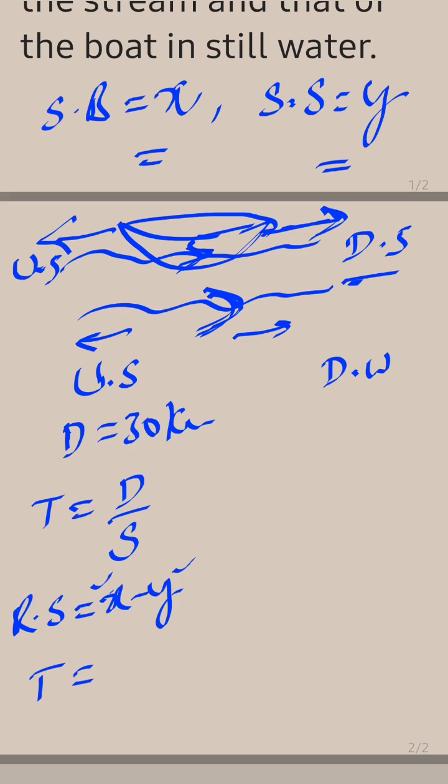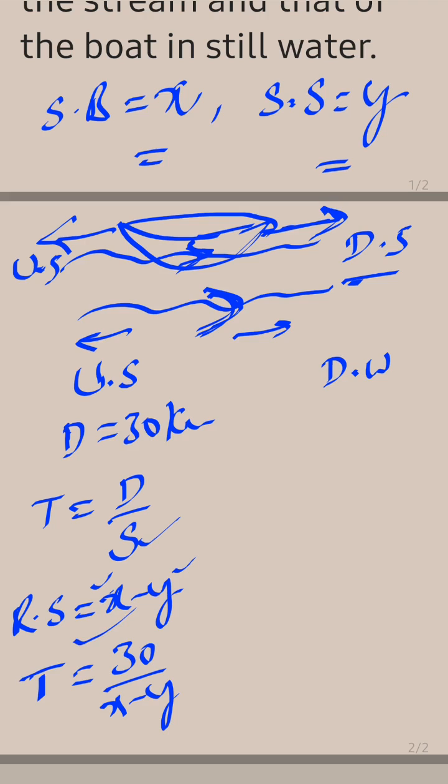To get the time taken for upstream, the distance upstream is 30 kilometers, and the relative speed of both is x minus y, so in the place of speed we select x minus y. So the time taken for upstream is 30 by x minus y.